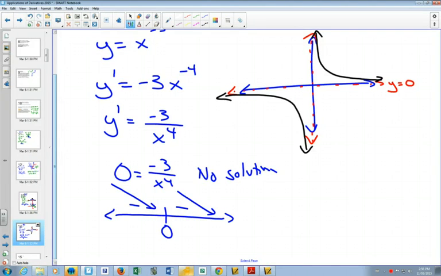Again, another thing that can help you is just some points. If you plug in 1 for x, you get 1, 1. And when you plug in -1 for x, you get -1, -1. That can also help you see what sections of your graph it has to be in.